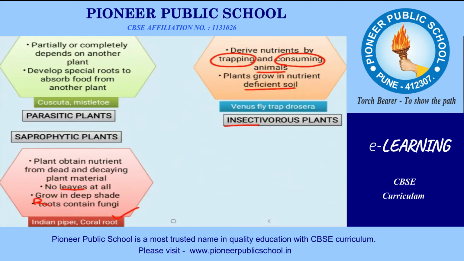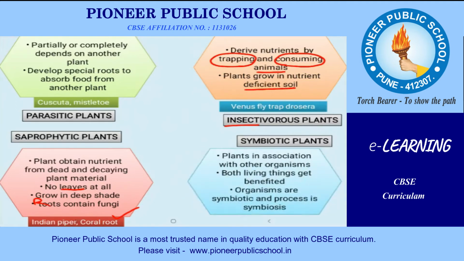Now, students, we are going towards the next type. The next type is symbiotic plants. Here, when we are talking about symbiotic plants, we are talking about association. Here, one plant will be in association with another organism. At that time, both the plants or both the organisms are going to get benefited. This type of plant is called symbiotic and the process is called symbiosis. Now, dear students, here we have the example of lichens.